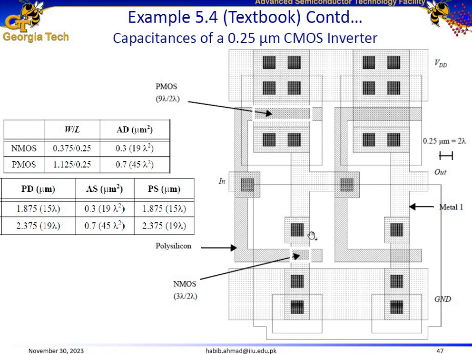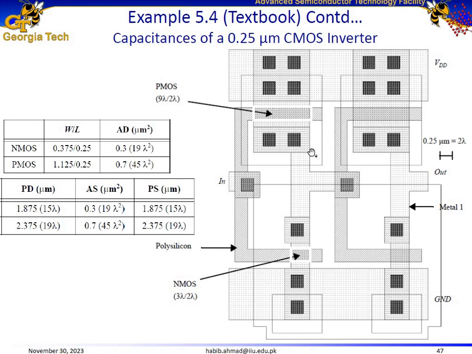Now let us focus on the perimeter of this drain of the NMOS. Now this side is 1 lambda plus 4 lambda becomes 5 lambda, plus 4 lambda becomes 9 lambda, plus 4 lambda becomes 13 lambda, plus 1 lambda is 14 lambda, plus 1 lambda is 15 lambda. So the perimeter of the drain of the NMOS is 15 lambda. 15 multiplied by 0.125 comes out to be 1.875 micrometers.